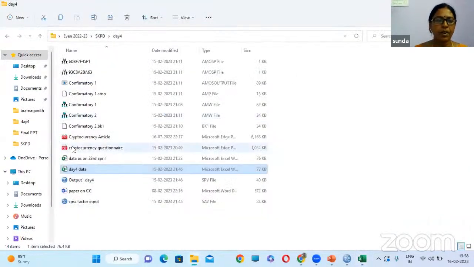I did a paper on cryptocurrency, behavioral intention, and the risk-taking abilities of people who are investing in cryptocurrency. Their risk-taking abilities I wanted to measure. Okay, I have prepared a structural equation model also.